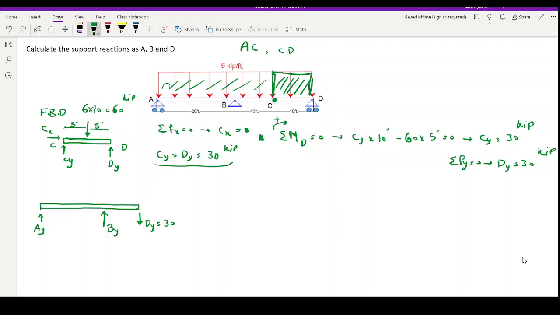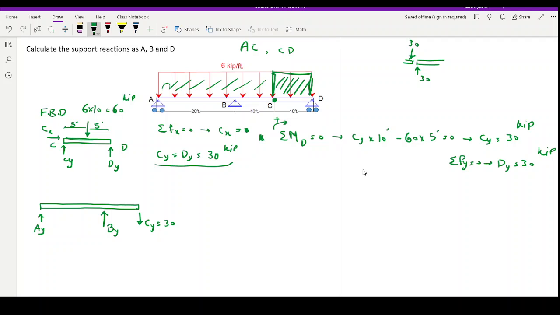Dy was 30. It was upwards on the left side, sorry, it's Cy. It was upwards on the left side. That means that it should be downwards on the right side so that they cancel each other. So Cy is downwards in here. I calculated Cy upwards on the right side, which was 30. Therefore, for this segment, it's going to be downwards, and this is how they cancel each other.